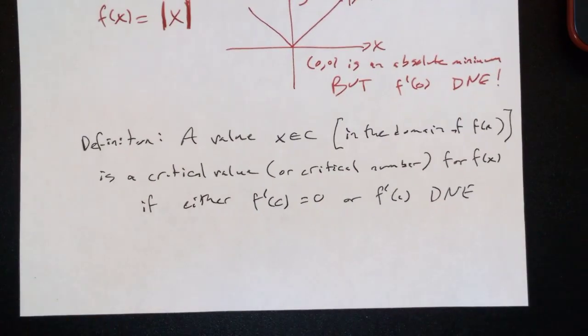A number is a critical number or a critical value for a function if it's in the domain of the function and either the derivative at that point is 0 or the derivative fails to exist. So in our graph of the absolute value, x equals 0 is a critical value because the derivative doesn't exist there. In our parabola, x squared, x equals 0 is a critical value because the derivative does exist and is equal to 0 there.